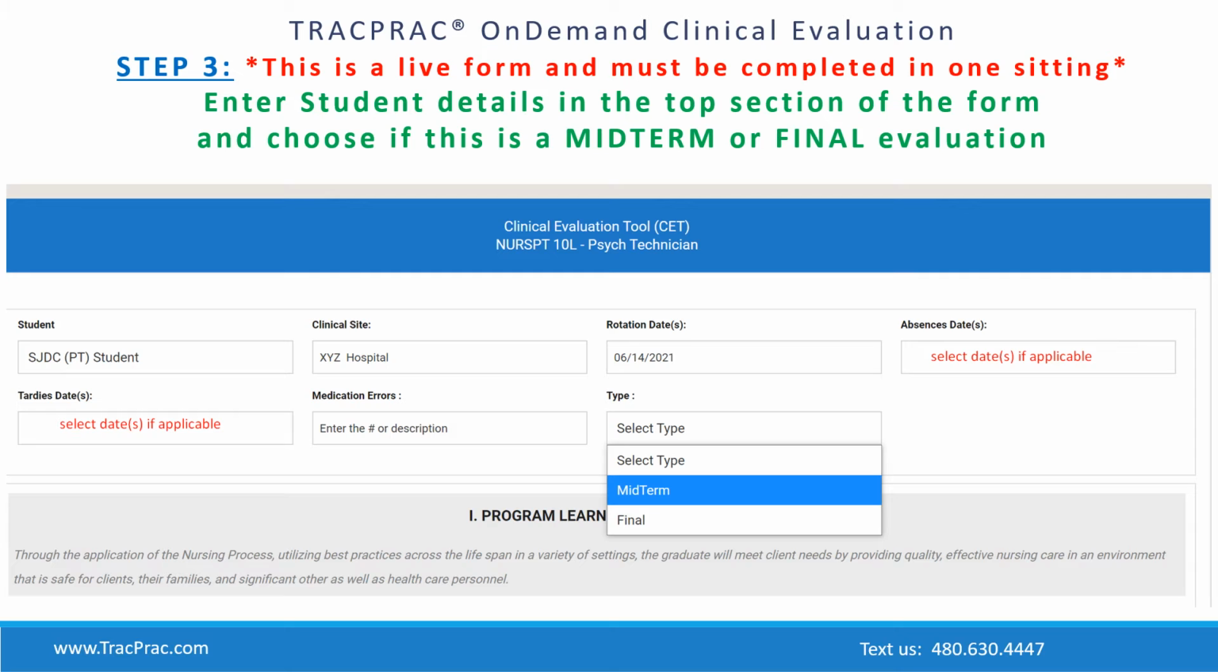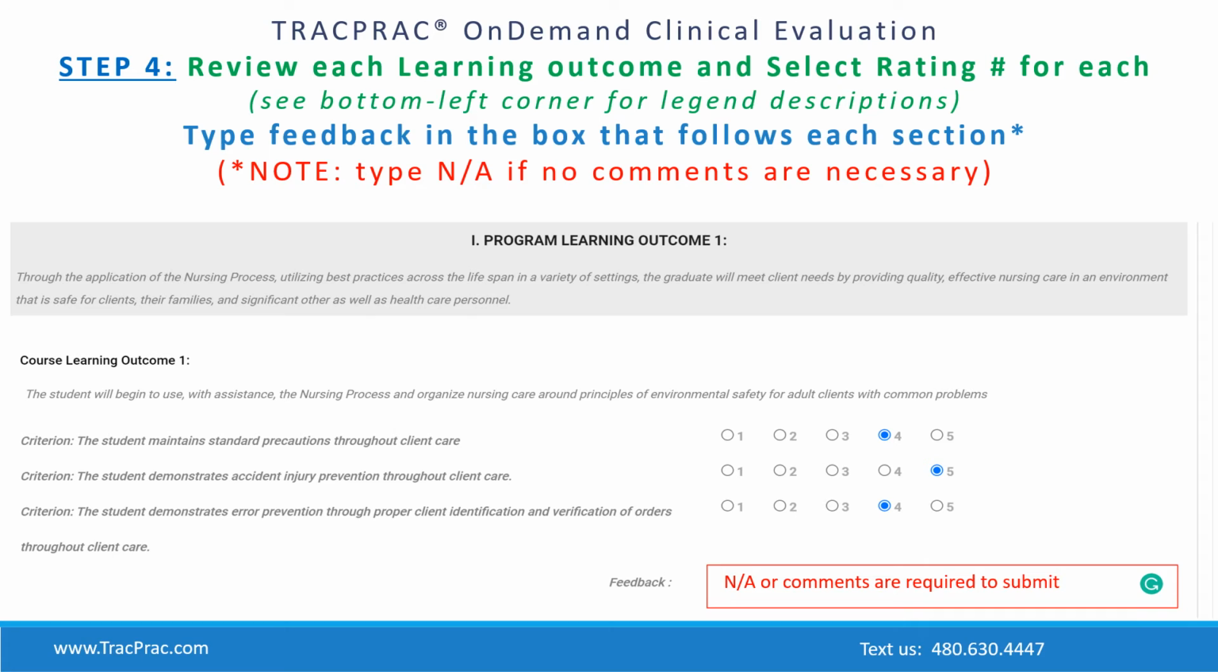Step 3, you will enter the student details in the top section of the form and then choose if it is a midterm or final evaluation. You will select the student from the drop-down. You will type in the clinical site. You'll choose the rotation dates and select any absences or tardies from the calendar. You will also enter the number of medication errors or the description, and then finally select the type, whether it's a midterm or final.